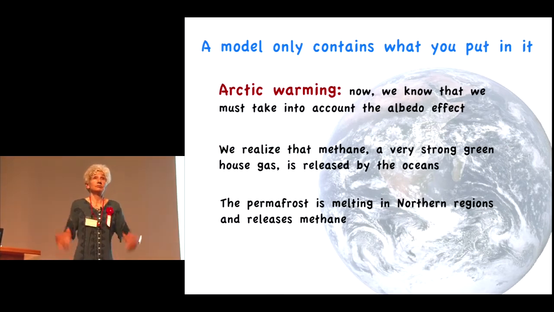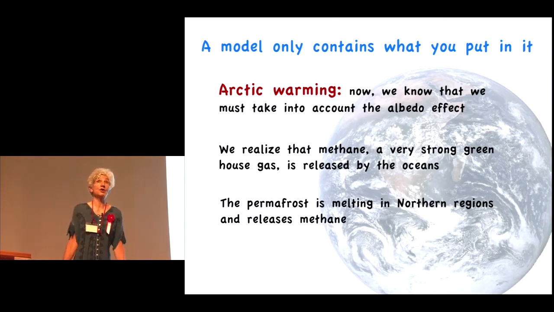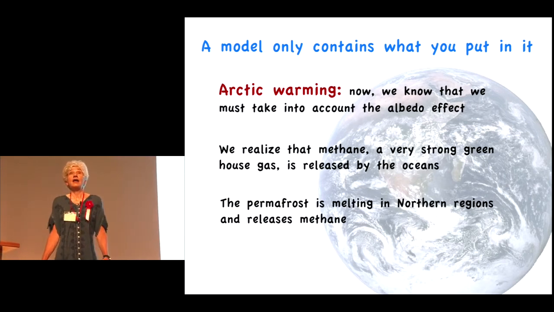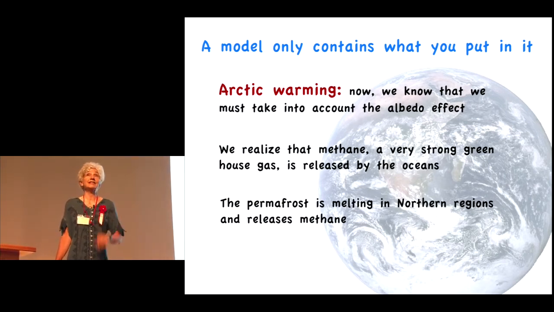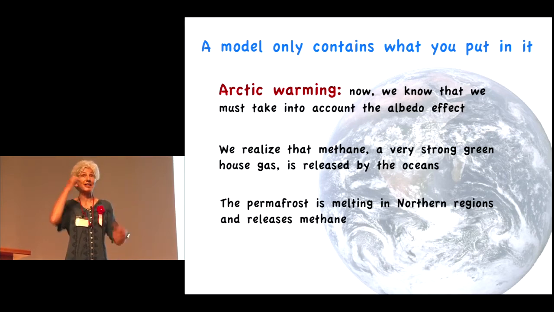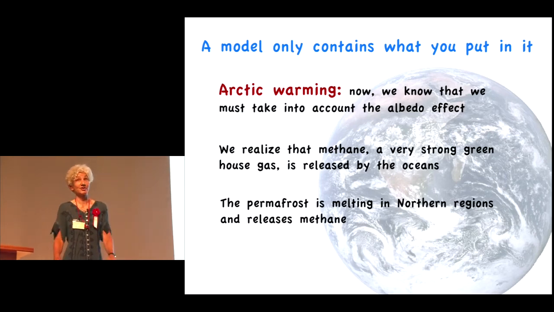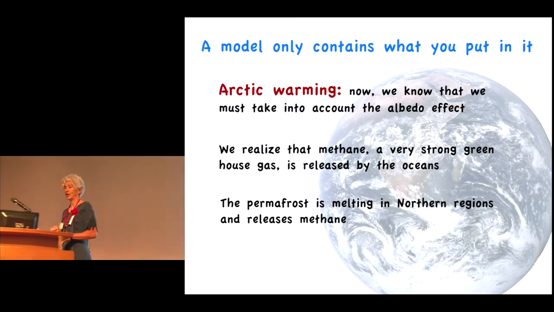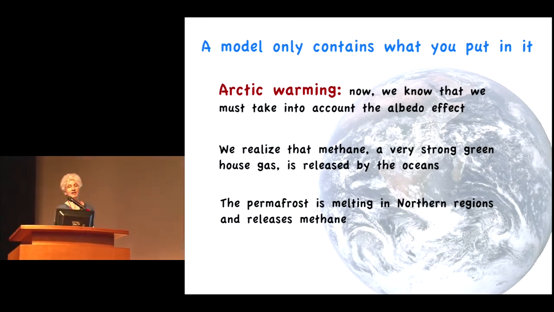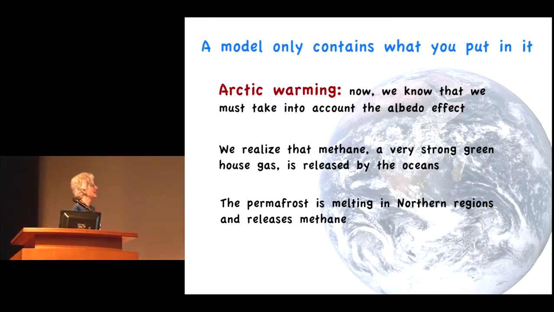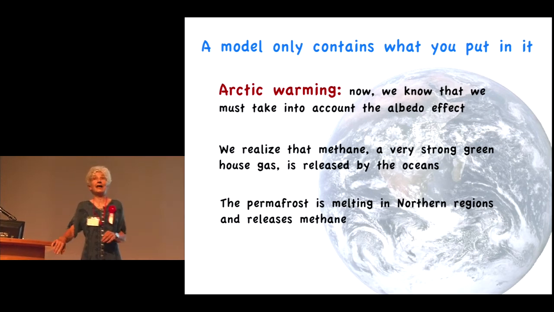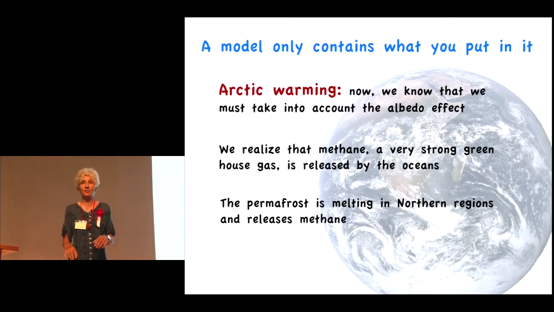Mathematicians want to know what will happen, so they try to make models. A challenge for a model is that it only contains what you put in it. So you have some equation, mathematics can say what the equations say, but have you put the right thing in the equation? This is one challenge. So for instance, with Arctic warming, then we realize that now we must take into account the albedo effect. Albedo effect, what it means.